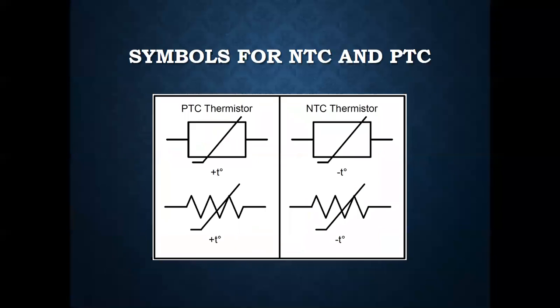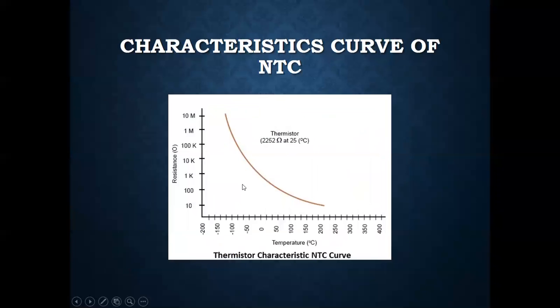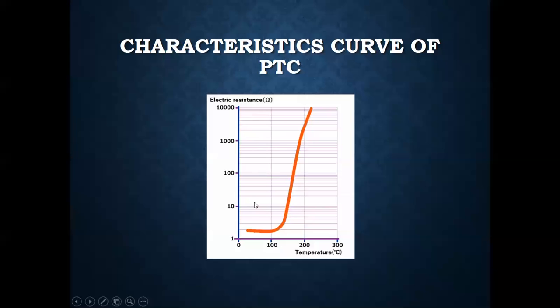Symbol of PTC and NTC. In the case of PTC, you can note that this is plus. In the case of NTC, it is minus. So you can see that if temperature is increasing, resistance is decreasing. Here, this is the characteristics curve of a PTC. Here, temperature is increasing, resistance is increasing.